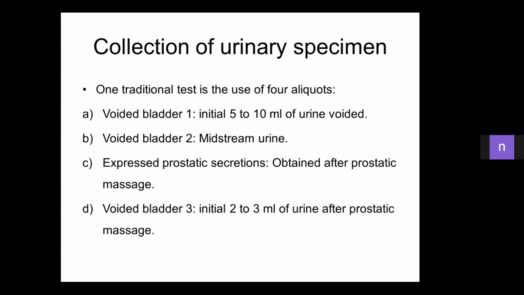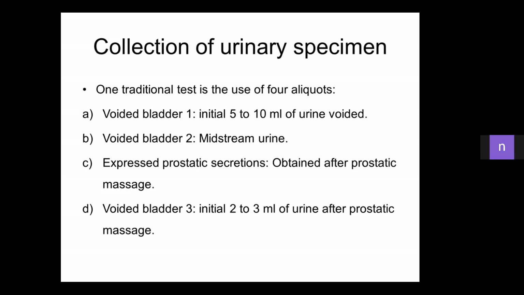Voided bladder number one, the initial 5 to 10 ml of urine voided. Usually, urethral flora will be determined here. And then the next one is voided bladder 2, which is the midstream. And then the third and fourth is for the flora, which is the expressed prostatic secretion after prostatic massage. And then the last is the initial 2 to 3 ml of urine after prostatic massage.